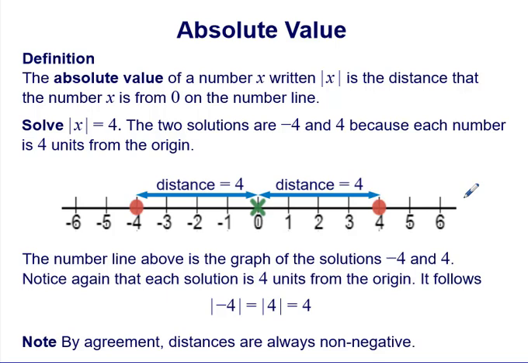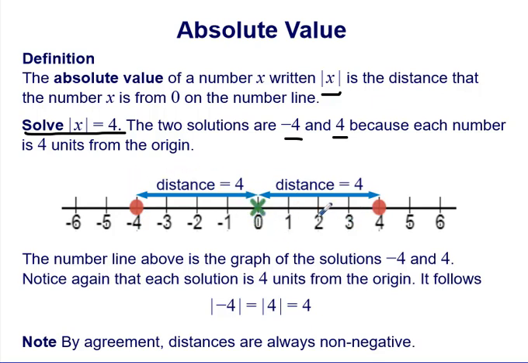Absolute value. When looking at the definition, the absolute value of a number x, written like this, x surrounded by these two long bars, that's the absolute value of x. The definition is the distance that the number x is from 0 on the number line. So that sets up an equation where we can say to solve the absolute value of x equals 4, for example. The two solutions are -4 and 4 because each number is 4 units from the origin. That's the distance that number is from 0 on the number line.